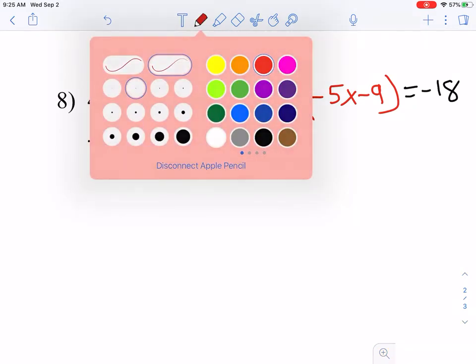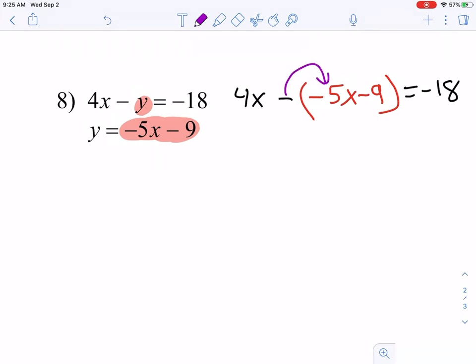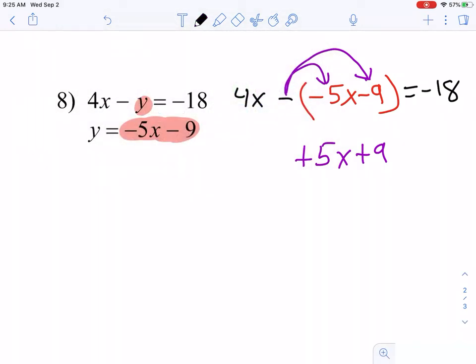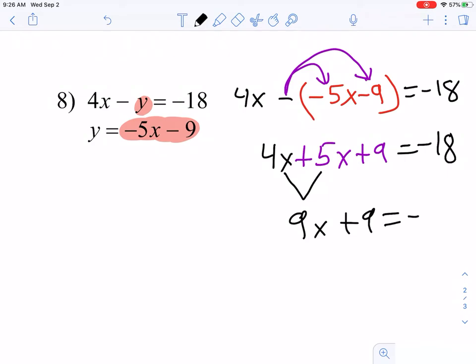I start with distribution. Remember, if we just have a negative there, it means the opposite of. So the opposite of negative 5x, positive 5x. The opposite of negative 9, positive 9. And then I'm going to rewrite the rest of the equation. So 4x equals negative 18. Like terms get put together, which in this case would be a positive 4x and a positive 5x, which is actually 9x. We count those up. Plus 9 equals negative 18.